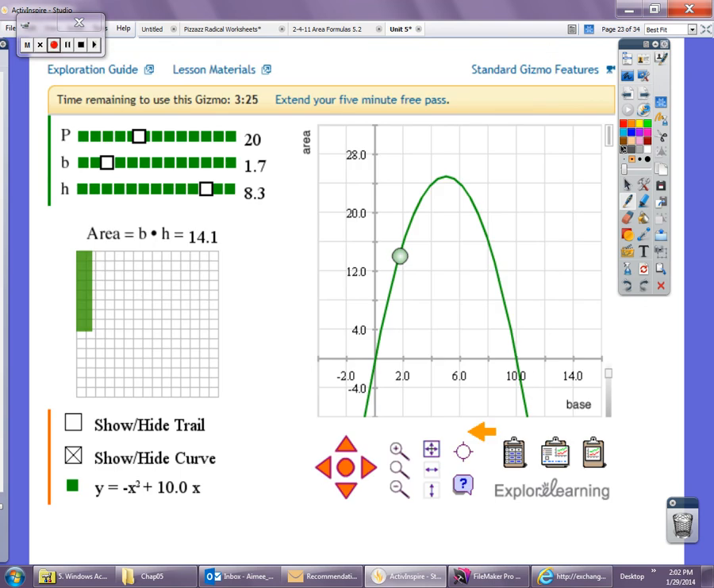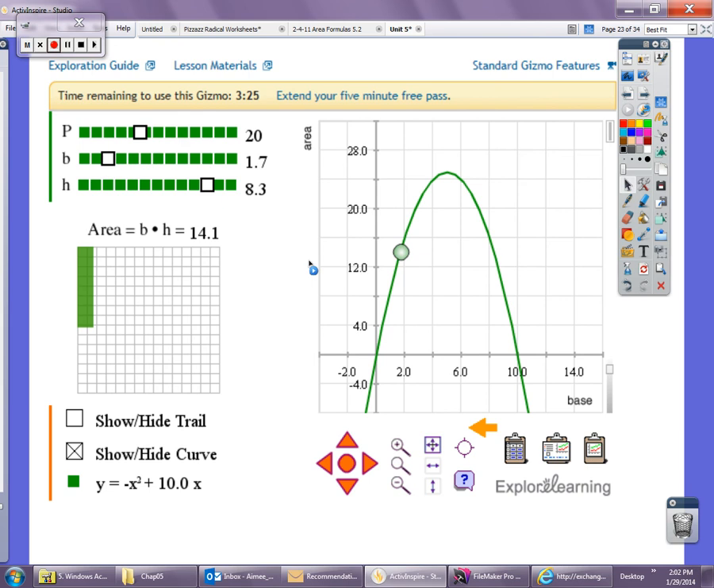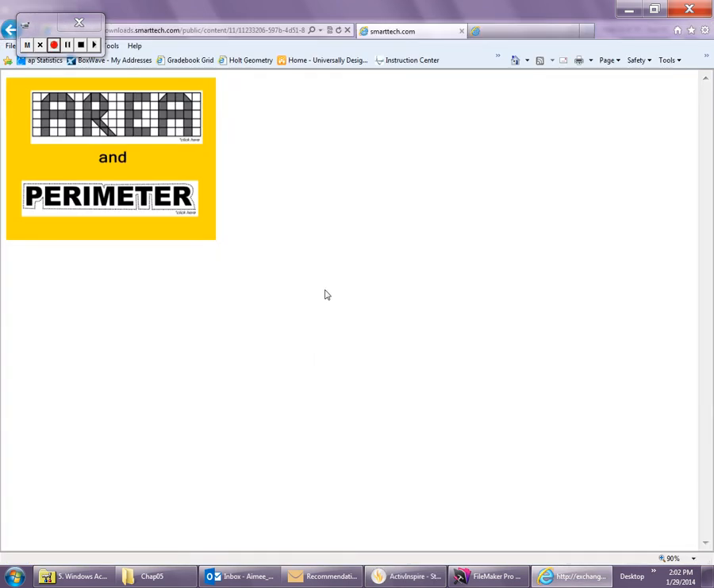Okay, let's take a look at a concept. In this case, it's called maximizing our area.